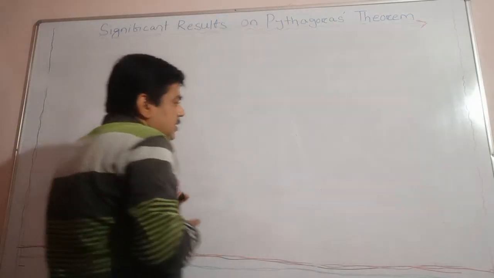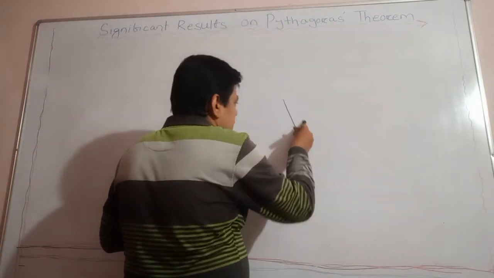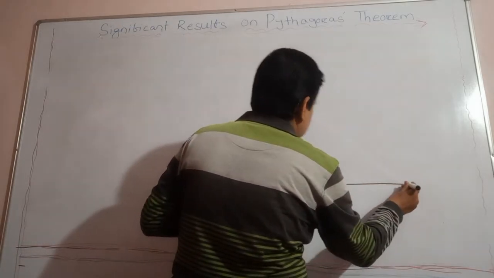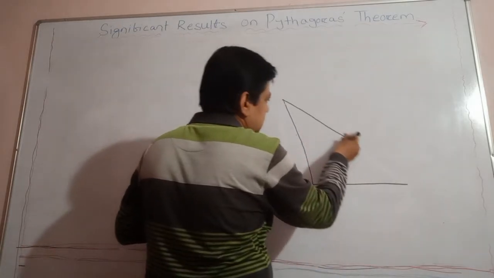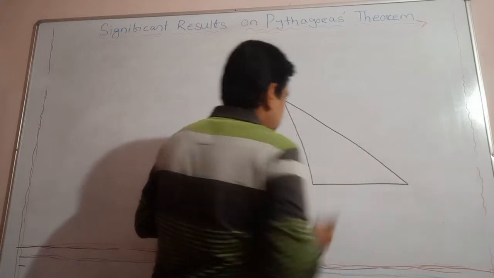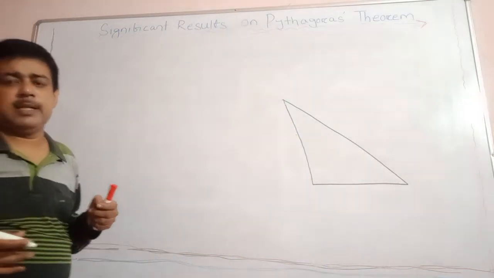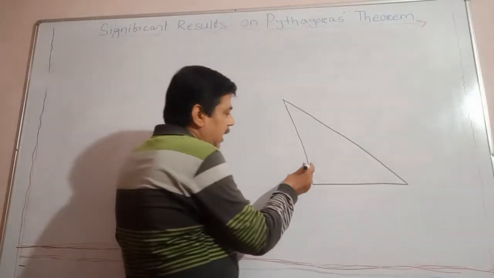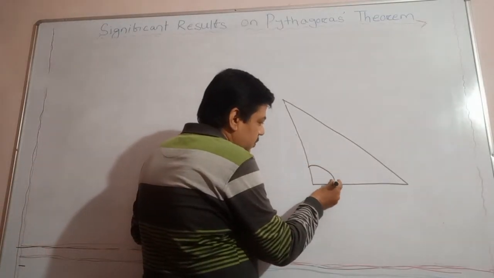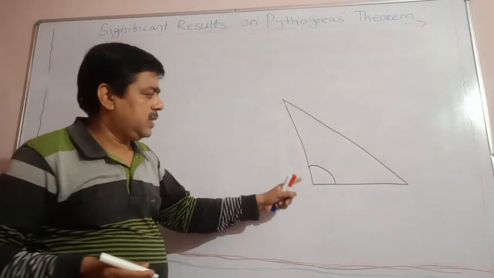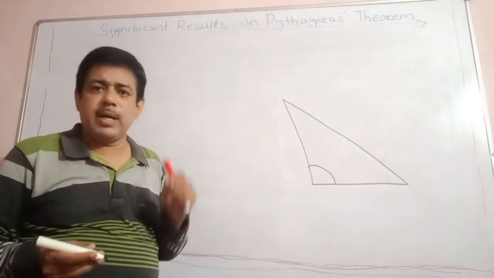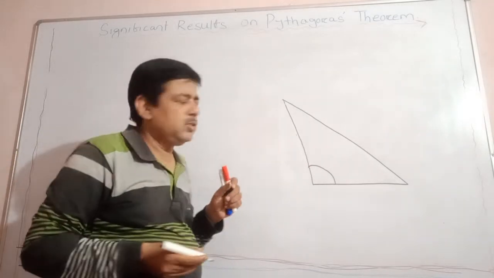Here I am drawing an obtuse angle triangle. Is it clear? This is an obtuse angle triangle. And what is an obtuse angle triangle? A triangle whose one of the angles is an obtuse angle. So this angle must be an obtuse angle, whose measure is greater than 90 degrees and less than 180 degrees. All of you know? Okay.